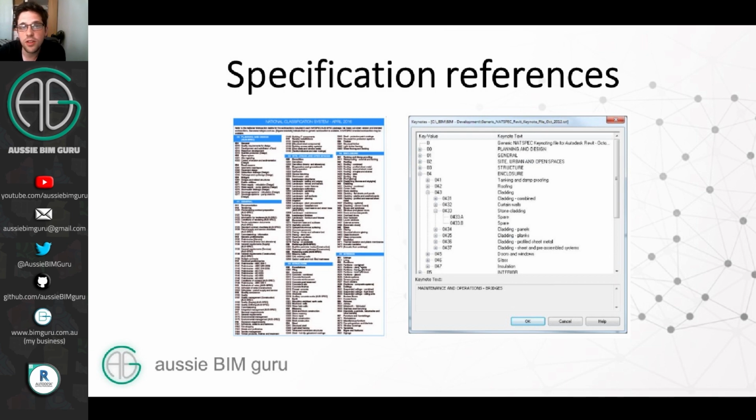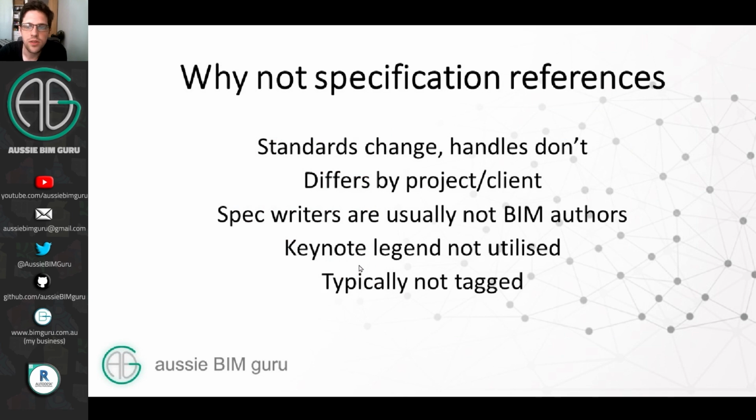Now you can use this as a specification reference. For example, the NatSpec system breaks down a specification into sub-numerical systems. And whilst this does lend itself well to a keynoting structure, it's really not that suitable for what keynotes can be used for, in my opinion. So why not use specification references? Well, first of all, standards change. Ultimately, a keynote to me is a handle of data.